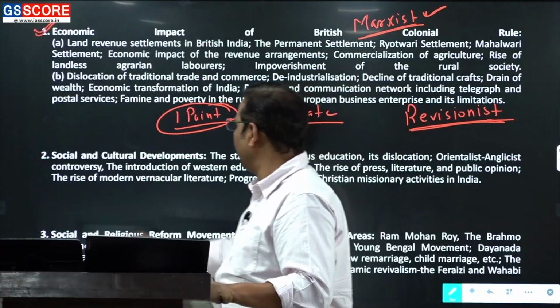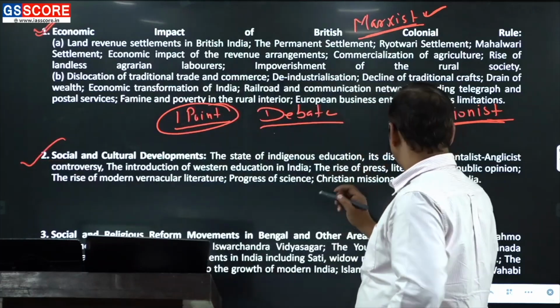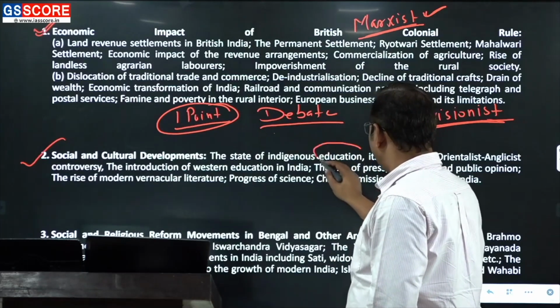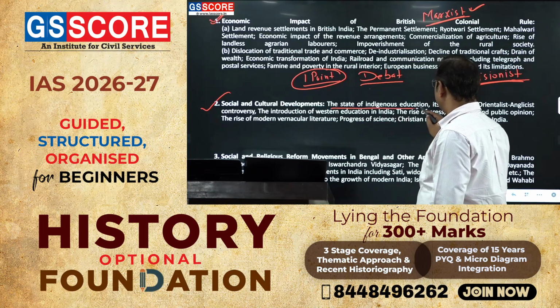Let's move to the next part, and that is about social and cultural development, and specifically the topic which is very important is the education system. But then look at the statement, the state of indigenous education.